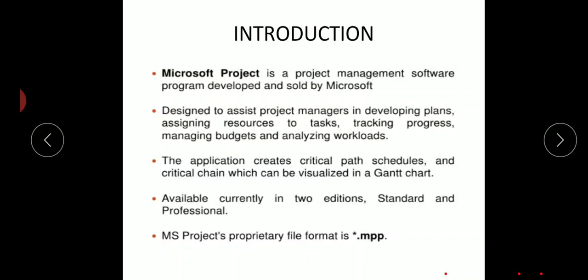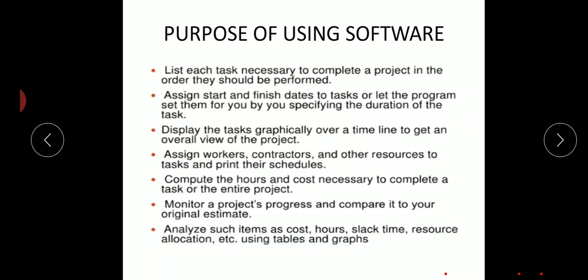Microsoft Project files are in the form of .mpp. What exactly is this .mpp? I'll explain once we start with the software. What is the main purpose behind using this software? It's a revision again. It will help us to list the tasks necessary to complete the project in the order in which they have to be performed. When you have the order of the work to be performed, it becomes easier and more flexible for anyone to understand and work towards the scope.